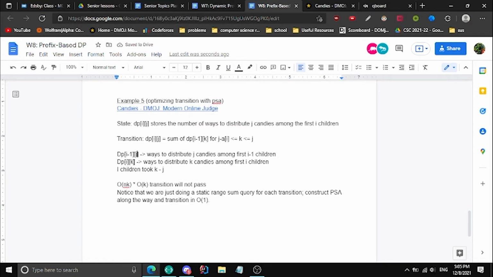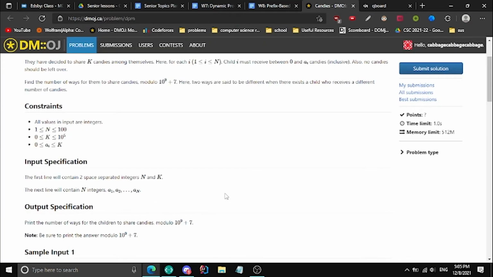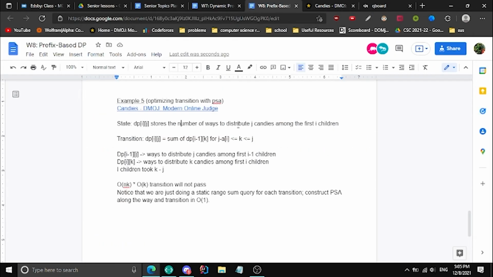And that's because if I added k minus j to j, I would end up having k. And so if I wanted to update dp at i at j, then the ith child must have taken anywhere from 0 to a_i candies, as stated in the problem here. Then that means that the first i-1 children must have taken either j minus a_i candies, j minus a_i plus 1 candies, all the way to j candies.